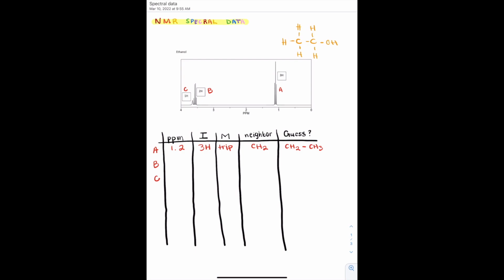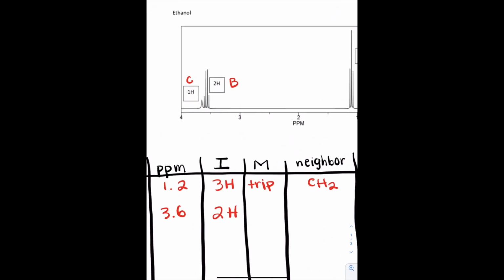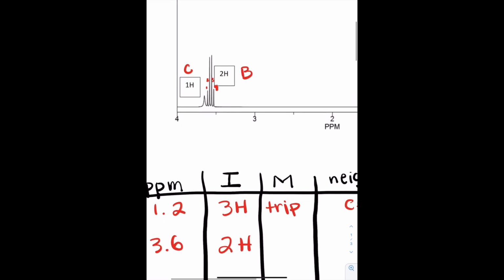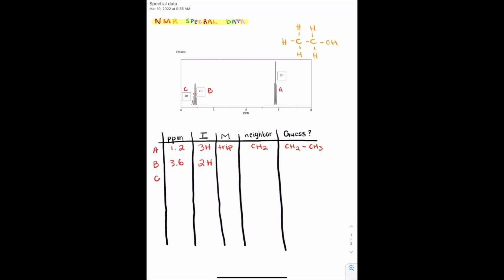So let's go ahead and really quickly do peaks or signals B and C. So signal B is over here. It's at about 3.6. And the integration is given to us. It's going to be 2H. The multiplicity, I'm going to go ahead and zoom in here, and it looks like we have 1, 2, 3, 4 peaks in this signal. So that is going to be a quartet. So I'm just going to write quart for short.